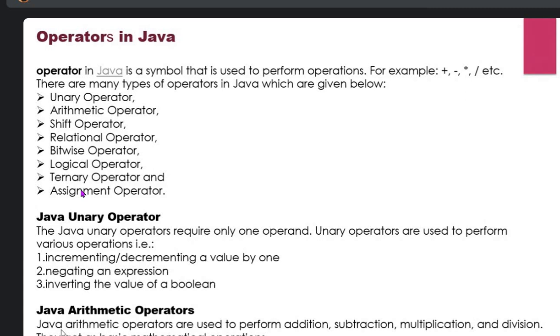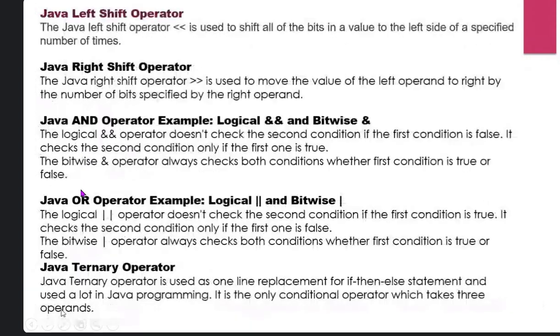So, Java arithmetic operators. Java arithmetic operators are used to perform addition, subtraction, multiplication, and division. They act as basic arithmetic operations.